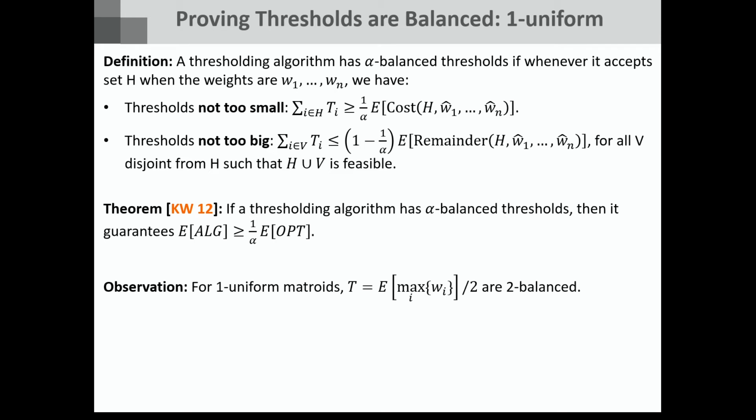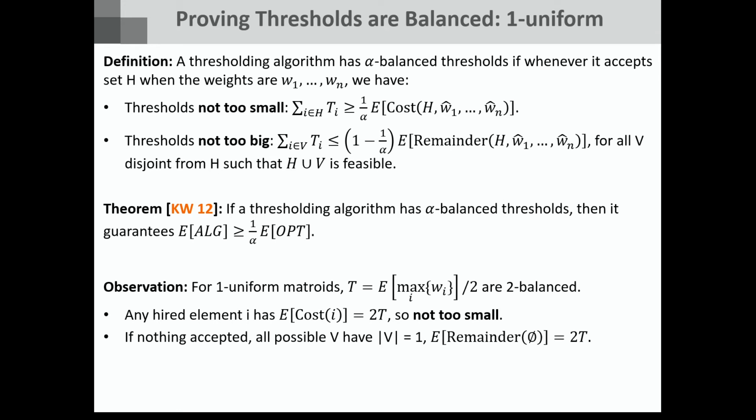So let's observe that this threshold we used earlier for one uniform matroids is actually 2 balanced. This is definitely a bigger hammer than we need to get a 2 approximation for one uniform matroids, but let's go through this anyway. Let's see if we can verify this. If we hire anything, the threshold we use to hire it is exactly t, the expected max over 2. And what's the expected cost of a set of size 1? It's just the expected max weight element, which is exactly twice our threshold. So this immediately gives us the not too small guarantee.